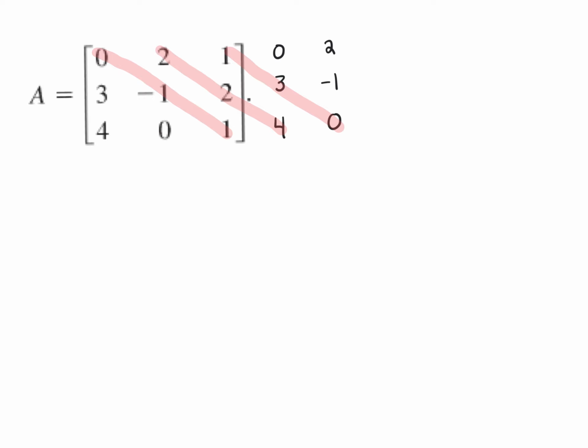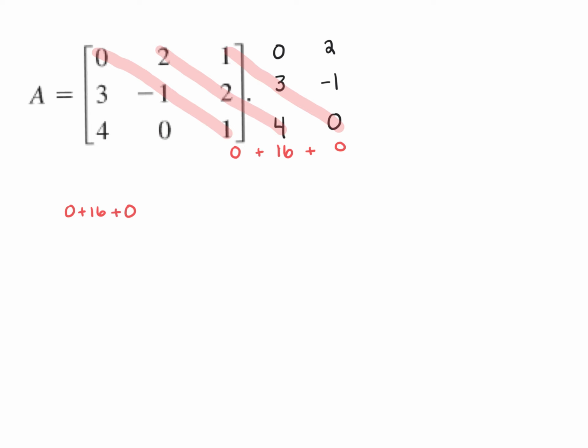So in diagonal 1, I have 0 times -1 times 1, that's 0. In diagonal 2, I have 2 times 2 times 4. That's going to be 4 times 4 is 16. And in diagonal 3, I have 1 times 3 times 0, which is 0. I'm going to end up adding those all together. Okay? So I have 0 plus 16 plus 0. That's what I've had to do so far.